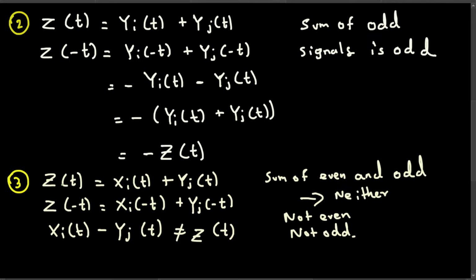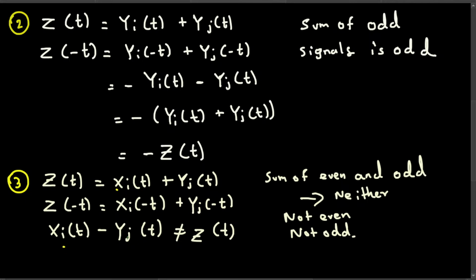And the third one, z of t is equal to xi of t plus yj of t. So here we are adding an even signal and an odd signal, right? Let's see what we get. To find out whether it's odd or even, we first substitute minus t for the t values: xi of minus t plus yj of minus t. And for the even signal, if you substitute minus t instead of t, you will get the original one back, like xi of t back.